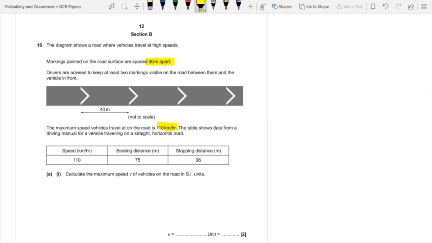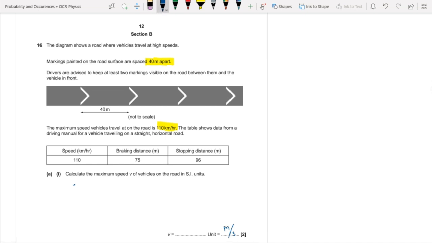So the first part is a 2-mark question. Calculate the maximum speed V of vehicles on the road in SI units. Obviously, kilometers per hour is not the SI unit. The SI unit is meters per second. So we need to convert this 110 kilometers per hour to meters per second. So that's a very simple question.